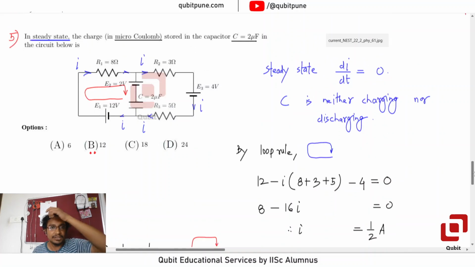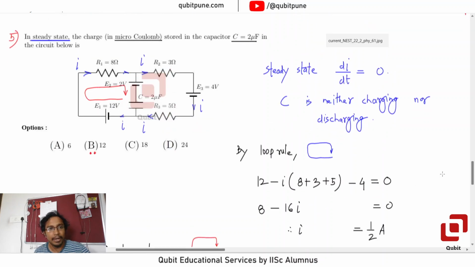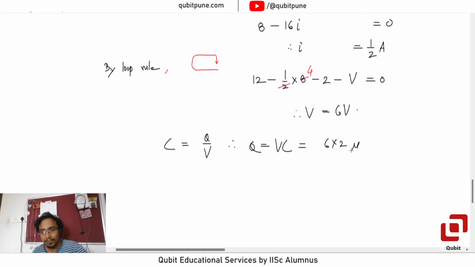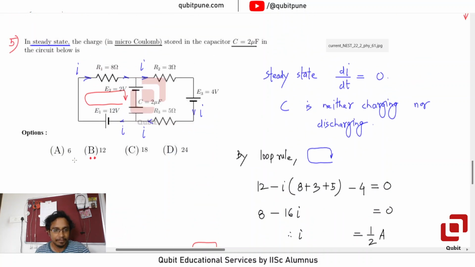So can we find the charge now? Yes. C is equal to Q by V. So Q must be VC. V is 6, C is 2, and since charge is also asked in microcoulombs, microfarads will be used as is. Charge is 12 microcoulombs. Yes, option B is correct. Okay, it was a pretty simple MCQ. But you had to understand that steady state means no current goes through the capacitor, so not here, and not here either.